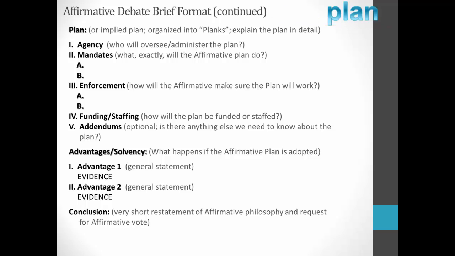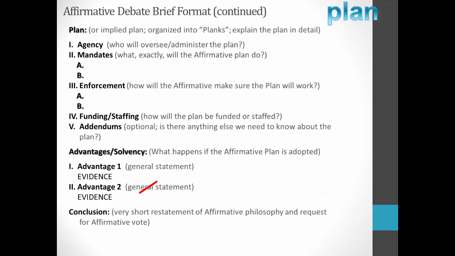However, it would be nice to provide solvency, often worded as advantages. The main advantage of adopting the affirmative plan would be that it would solve the problem that the affirmative identified earlier in the case. But there could also be additional advantages. This is a stretch, but in the case of increasing airport security, passengers may start packing lighter, which could reduce fuel costs, which could result in lower fares, an advantage that has nothing to do with reducing the presence of terrorism on a plane. This type of additional advantage is called a subsidiary advantage.